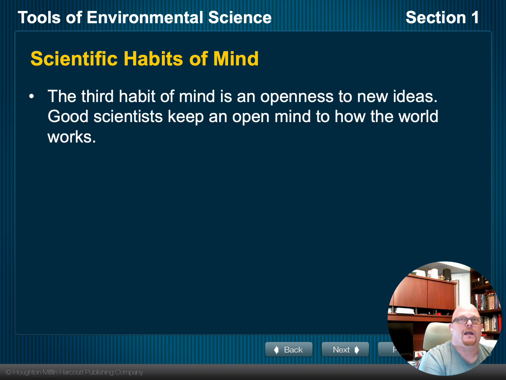So again, the third habit is openness to ideas. If you've ever met somebody who's closed minded, and this does happen in the science world, they just think something and they're not going to be convinced otherwise. That is also counterintuitive to the scientific process. It's really counterintuitive to the general development and openness of humanity.